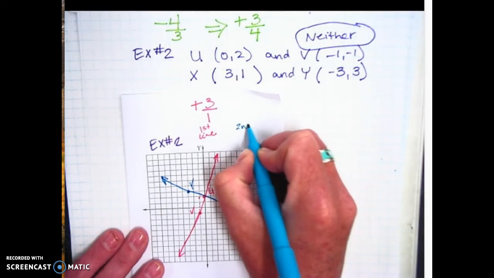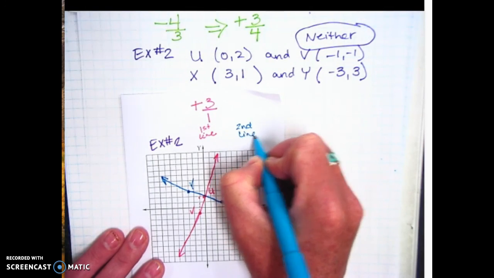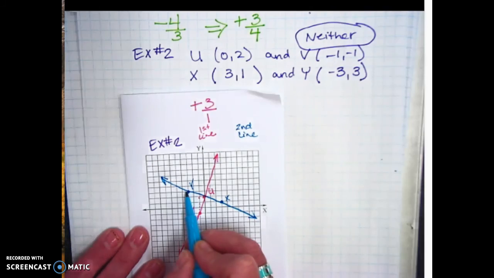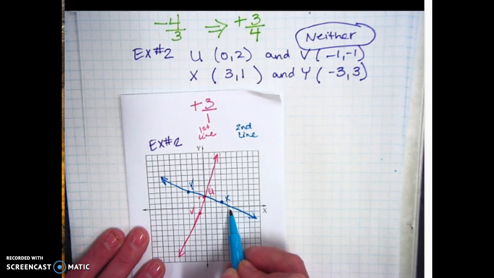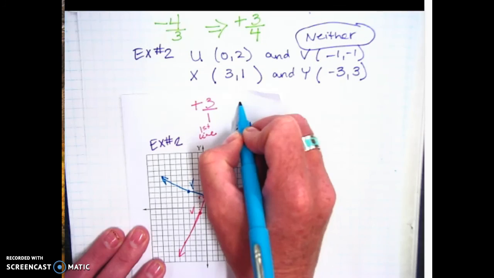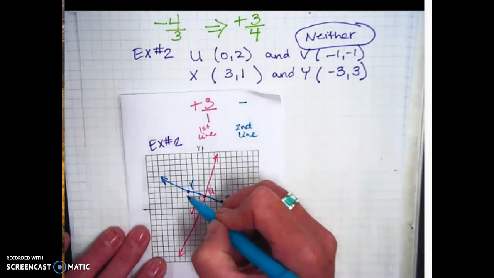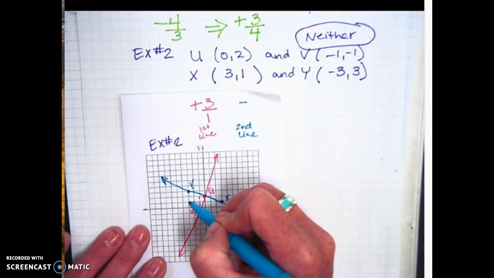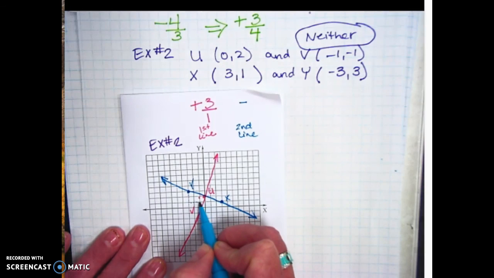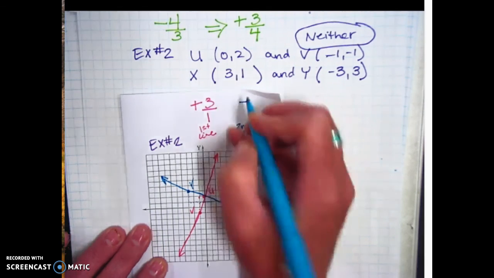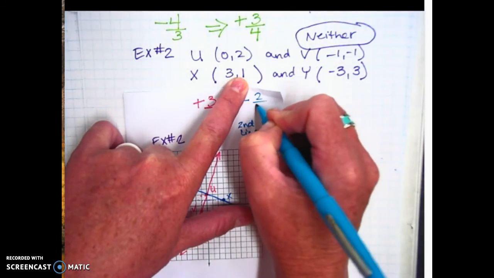And let's count the slope of the second line. From Y to X, we're going down, so it's going to be negative, right? And we're going to go down 1, 2, and over 1, 2, 3, 4, 5, 6. So -2 over 6.